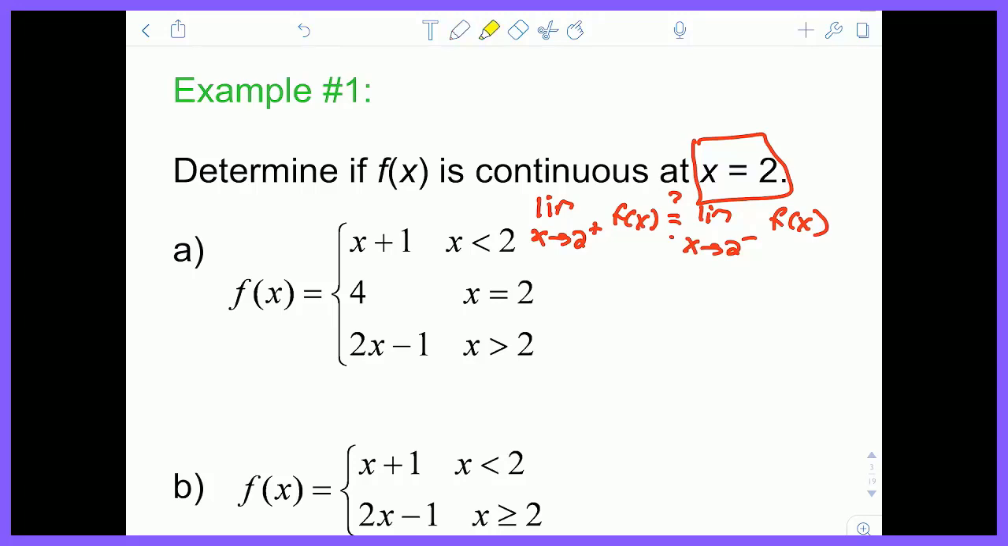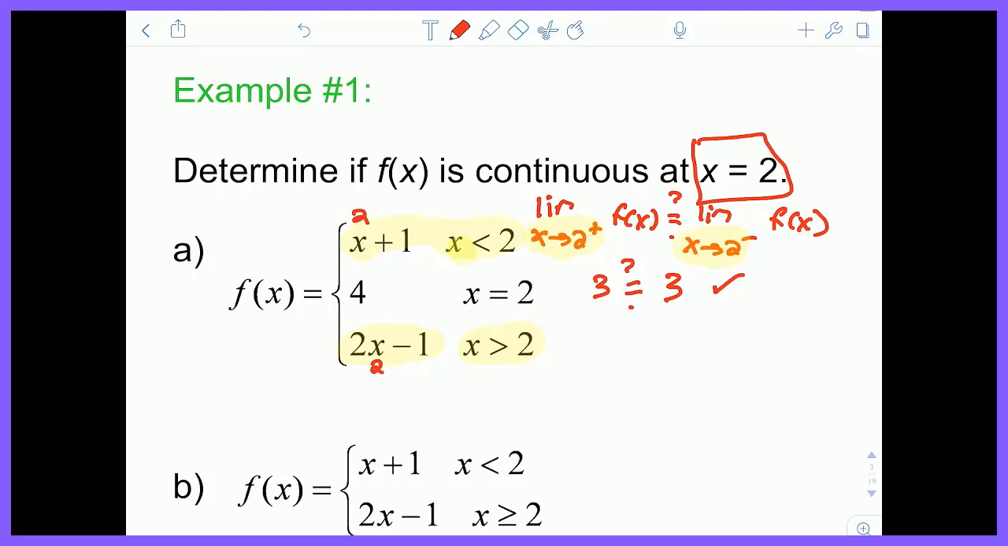So for the right-hand limit, I need to use the right-hand side of the function, which is 2x minus 1. If I plug a 2 into 2x minus 1, I'm going to get 4 minus 1 is 3. So the question is, does 3 equal the limit as we approach from the left? Well, the limit as we approach from the left is this guy. If I plug a 2 in here, I get 2 plus 1 is 3. Yes, this is good. We have the limit value.